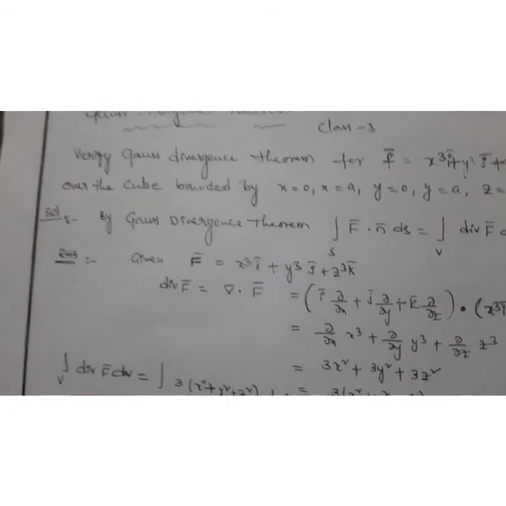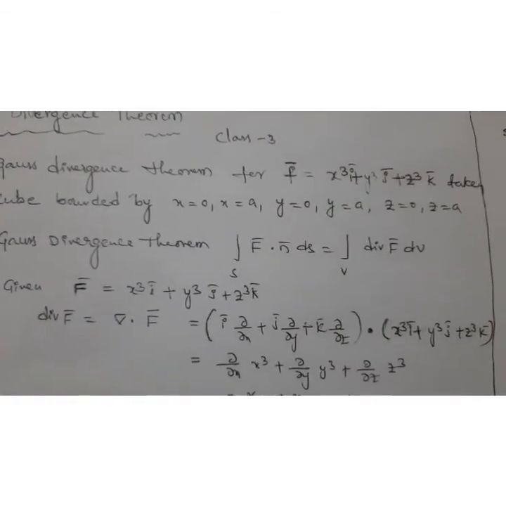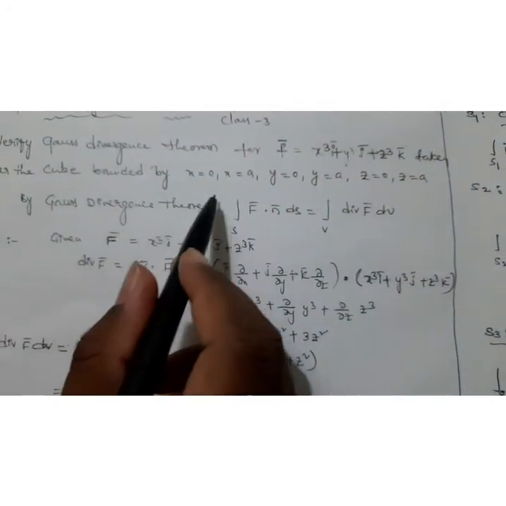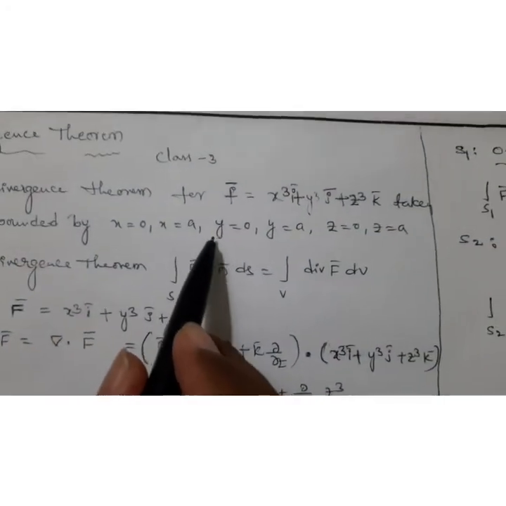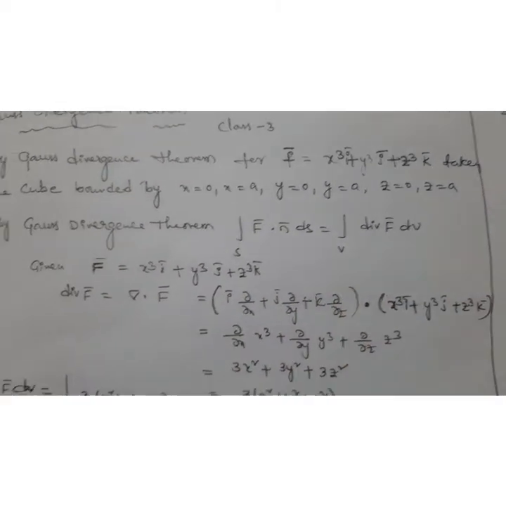Verify the Gauss divergence theorem for f bar is equal to x cube into i bar plus y cube into j bar plus z cube into k bar taken over the cube bounded by x is equal to 0, x is equal to a, y is equal to 0, y is equal to a, z is equal to 0 and z is equal to a. We have to write the statement also.